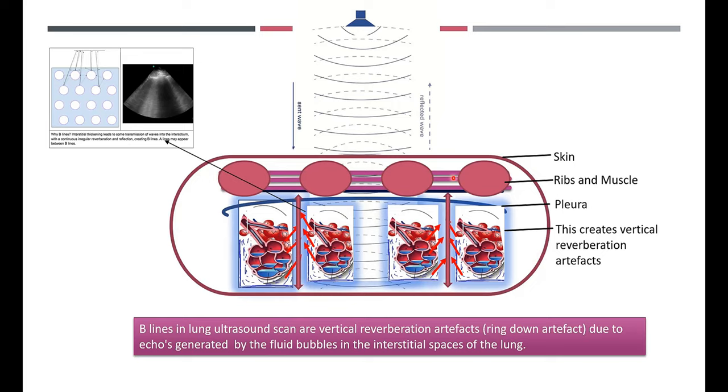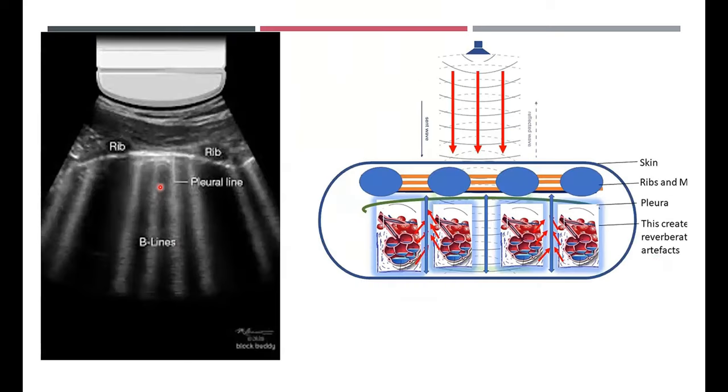And then if I scan, like I said, what we want to scan is three ribs, two intercostal spaces. But if I scan this space, the next space, and the space above that, and all I can see is a complete AIS kind of pattern in every portion, then that's called a white lung appearance. So this is the pathophysiology of generation of vertical B-line artifacts that we see on lung ultrasound. And this is classically how we see them. So these vertical artifacts are seen as B-lines.